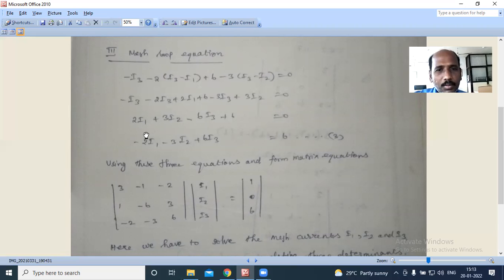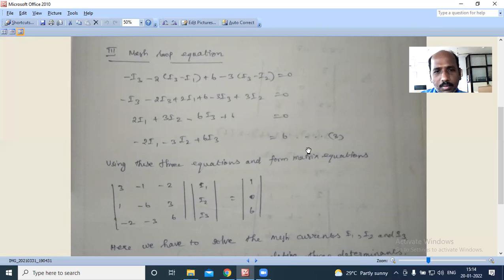Then group all the I1: 2I1, 3I2, minus 6I3 plus 6 equal to 0. Then you take the 2I1 plus 3I2 minus 6I3 to one side, plus 6 on the other side. If you bring the 6 volt to the right hand side, we get minus 6. Then you multiply by the negative sign, we get plus 6. This side we get minus 2I1, minus 3I2, plus 6I3 equal to 6. This is the third equation.